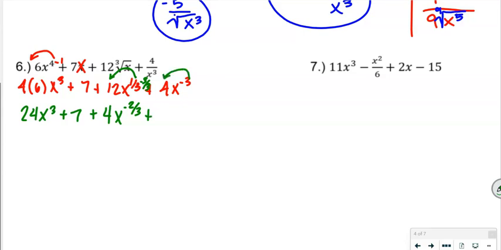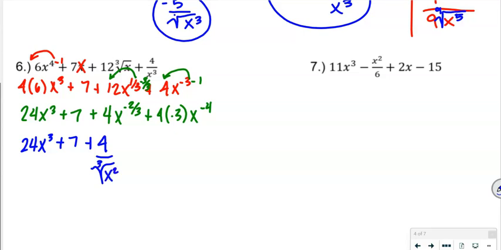Plus, again, this time we're going to multiply this up here. So that's going to be 4 times negative 3, and we're subtracting that 1 from there, so that's going to be x to the negative 4. So let's keep going. So this is already simplified, 12x to the third plus 7, plus 4 times the cube root of x squared, minus 4 times negative 3 is going to be 12, and then this x to the fourth is going to the denominator, right? So I'm just double checking and making sure I didn't make any errors. Yep, we are good. Okay.